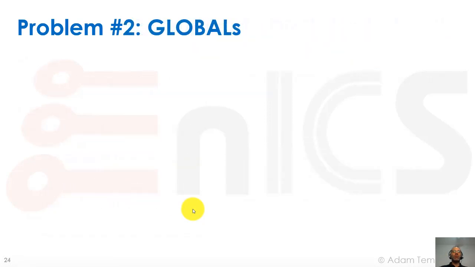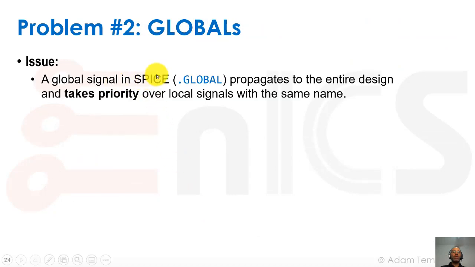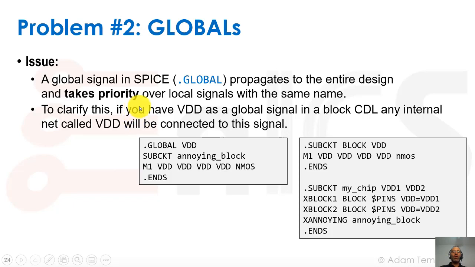Second problem we have is globals, and this is a huge problem. Okay, a global signal in SPICE, .global. Unfortunately, in the SPICE definition, this propagates to the entire design and takes priority over local signals with the same name. So I want to clarify this because this is really bad. If we have something like .global VDD in one of the files, and it can be the file in the smallest type of subblock that we're using, that means that every place that it says VDD inside the entire design is going to be shorted together. Okay, that's really, really bad, especially for something like VDD, because let me give you an example of what happened before.